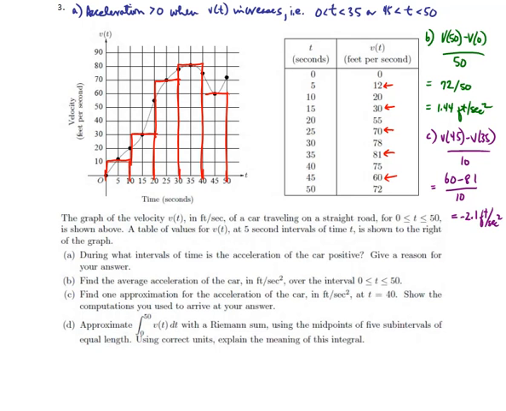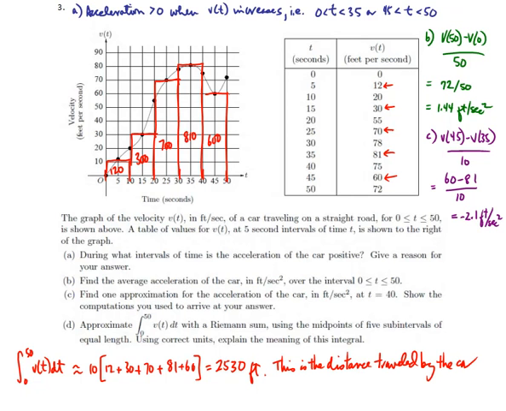Each of those areas has a width of 10, so I can factor out that width of 10, and I can say that the integral from 0 to 50 of v of t dt is approximately equal to 10 times 12 plus 30 plus 70 plus 81 plus 60, and I've also written the area of each of those rectangular regions on the graph itself, and that comes out to be 2,530 feet. And we want to explain the meaning of this integral, and that is the distance traveled by the car in the first 50 seconds. And that will do it for this problem.